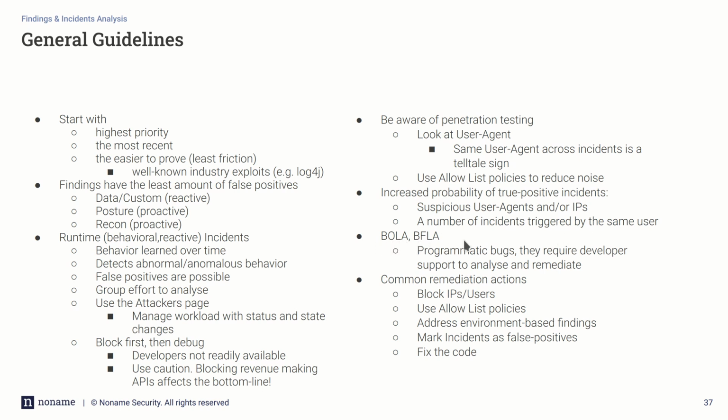Broken object level authorization, broken function level authorization type of incidents, they're usually programmatic bugs if they're true positives, so you will definitely require a developer. And some of the common remediation actions: block the IP or users. If you really know that this is a true positive, use allow list policies to reduce the noise. Talk to the corresponding system administrators, the enterprise application owners, if you see environment-based findings. You can definitely mark incidents as false positives when you know they are, and help the model learn so you don't get bothered in the future. And finally, fix the code, right? At the end of the day, we're dealing with APIs, a product that is fairly esoteric to developers. An API is built by developers for developers. So at some point, somebody has to fix the code, right?